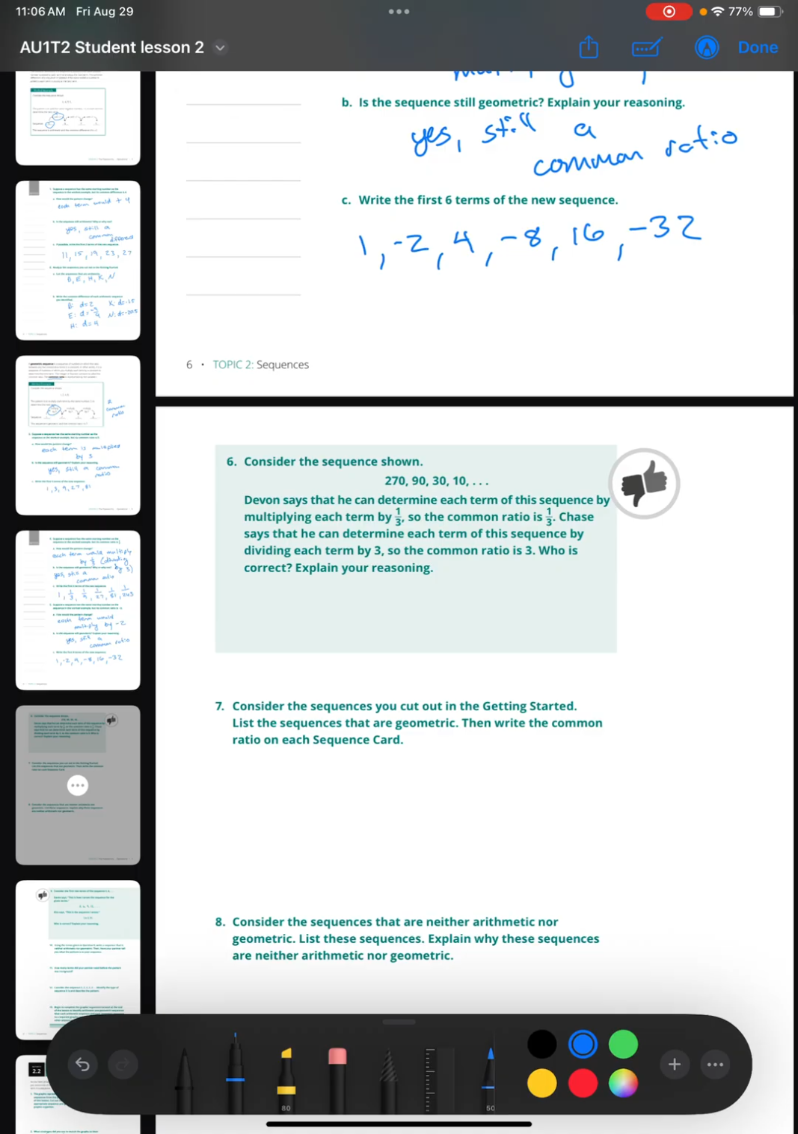All right. Number 6, consider this sequence shown, 270, 90, 30, 10. Devin says he can determine each term of the sequence by multiplying each term by 1/3, so the common ratio is 1/3. Chase says that he can determine each term of the sequence by dividing each term by 3, so the common ratio is 3. Who is correct? Well, they are both correct that both of those operations will give you the next term in the series, but only Devin is correct about what the common ratio is, because the common ratio is what you multiply by.